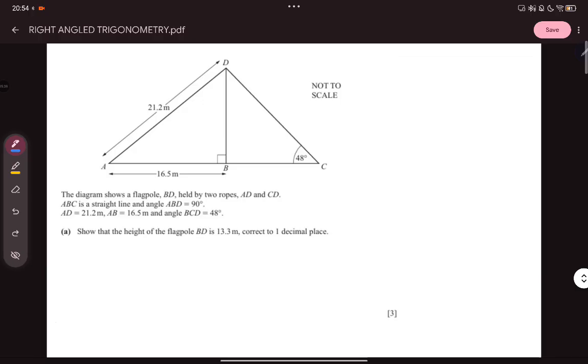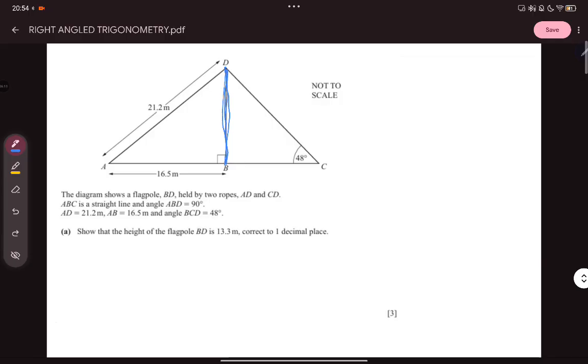Let's see what's going on here though. It's a show that question. So show that the height of the flagpole. I haven't actually read the words here. Maybe we should read the words, but I don't think they are telling us anything in the words that they are not actually showing us in the picture. So, no, they're not, are they? So everything in the words is in the picture. Show that the height of the flagpole, B to D, is 13.3 meters, correct to 1 decimal place. So they want this side here, B to D.